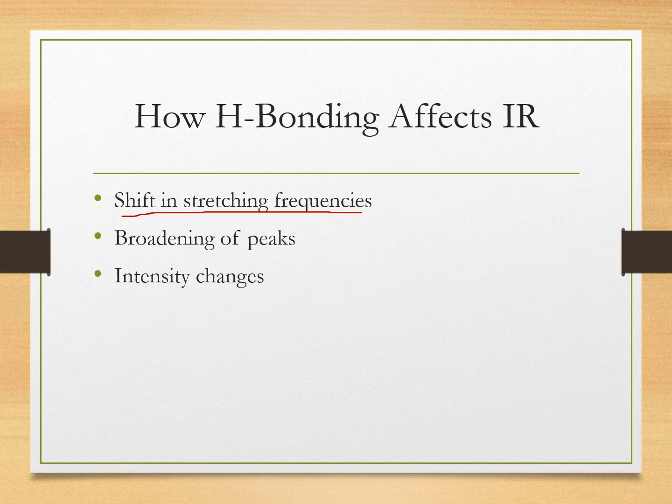Number two is peak broadening. In this case, hydrogen bonded atoms, like if oxygen is bonded with hydrogen and if nitrogen is bonded with hydrogen, peaks become very broad, sometimes covering hundreds of per centimeter distance. So it results in the broadening of peaks.